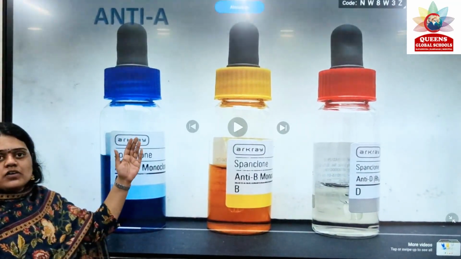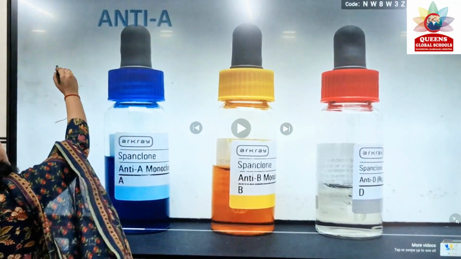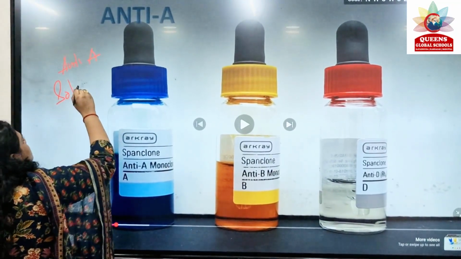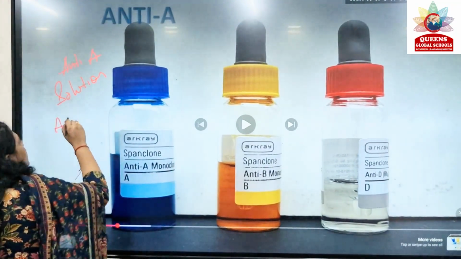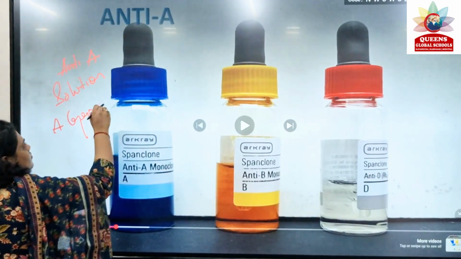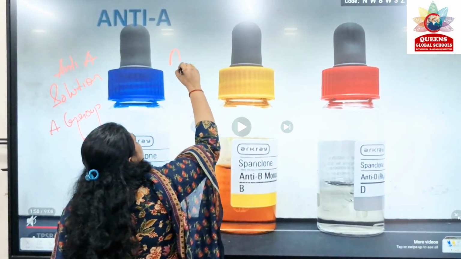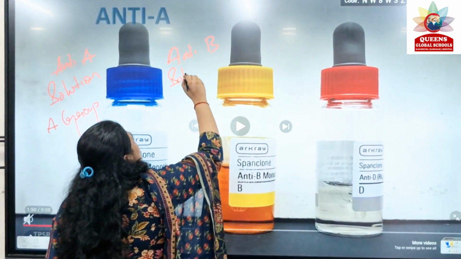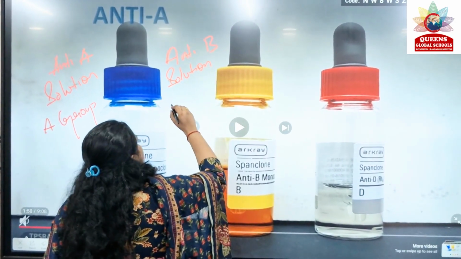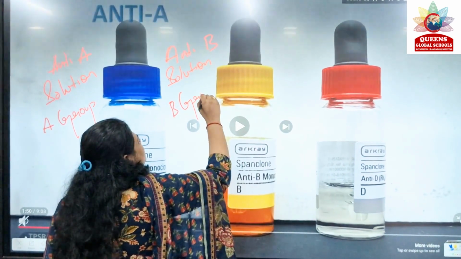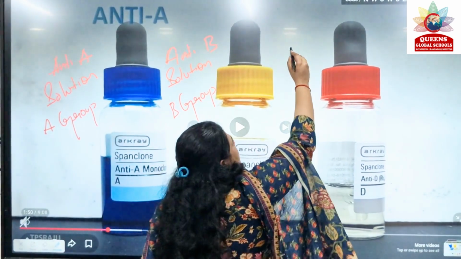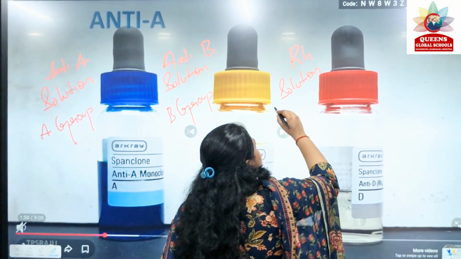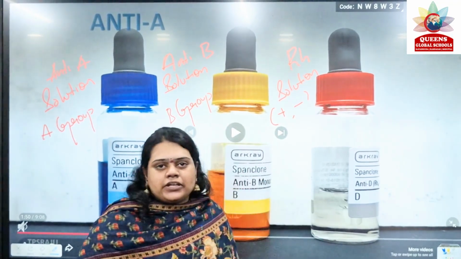So what is the purpose of A solution? Anti-A solution helps us to find A group. Anti-B solution helps us to identify B group. Rh solution detects positive or negative blood groups.